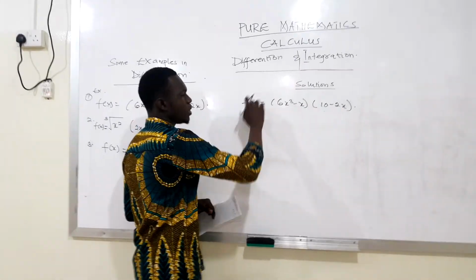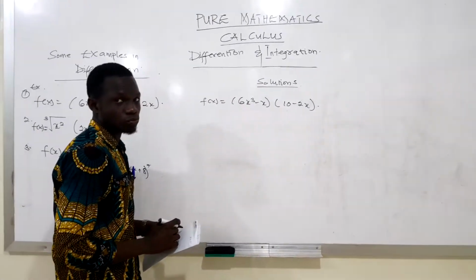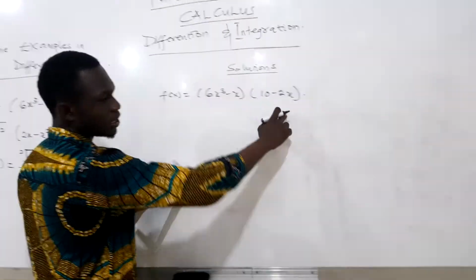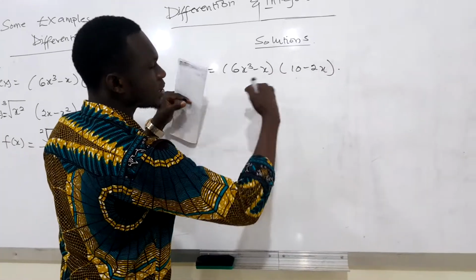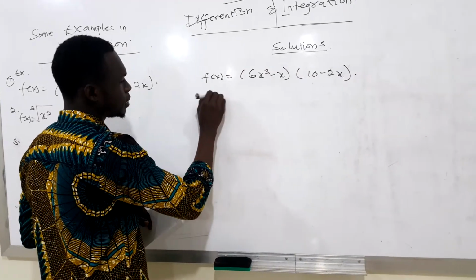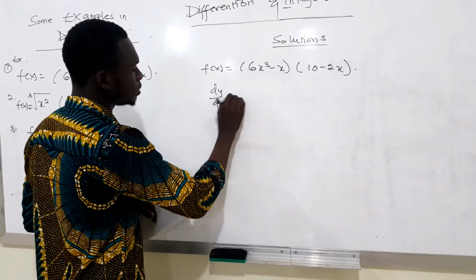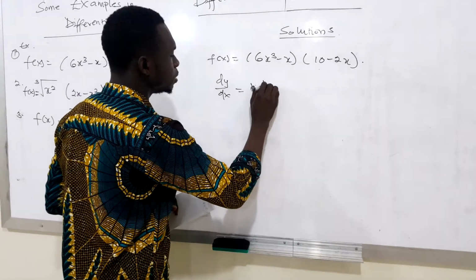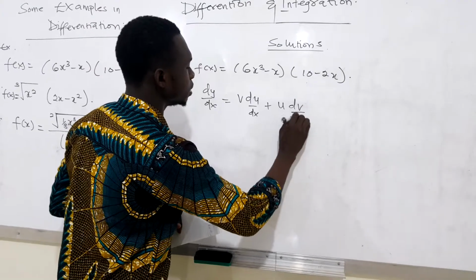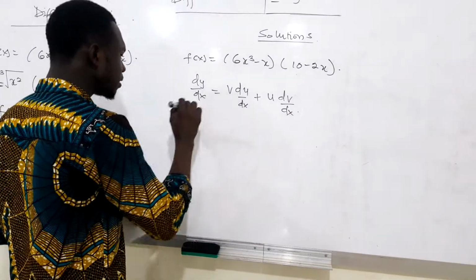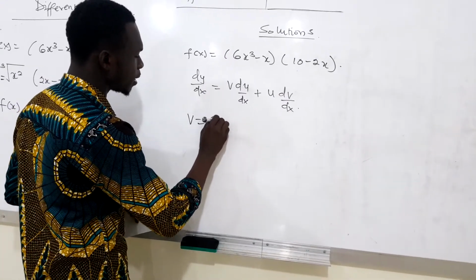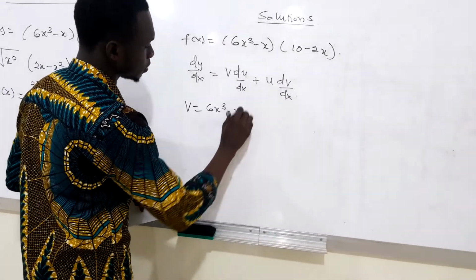Now here we are going to use the product rule simply because there is an expression over here and another expression over here. Then these expressions are multiplying, so we are going to use the product rule. That says dy dx is equal to v du dx plus u dv dx. In this case, we are going to represent this expression by v. Our v is equal to 6x cubed minus x.